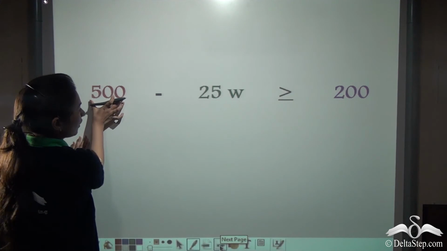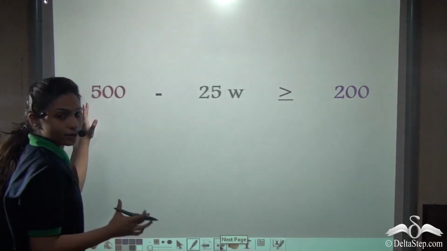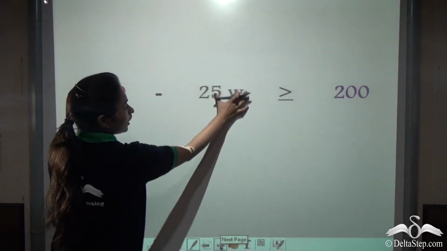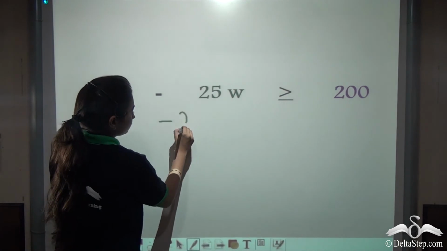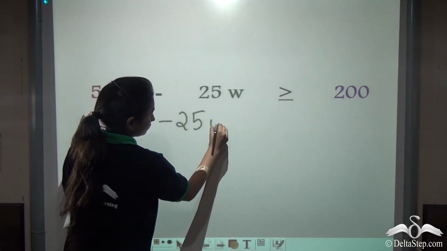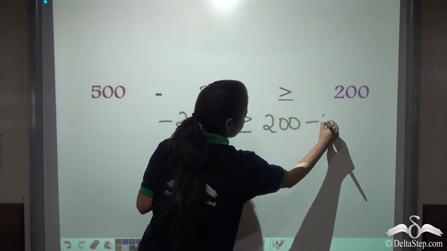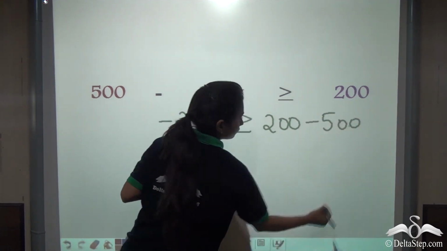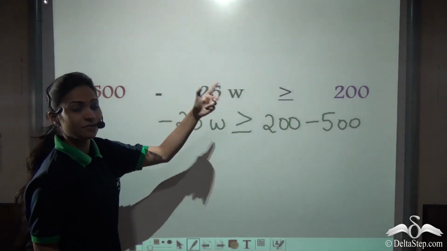You can see that 500 minus 25W is greater than or equal to 200. So what do we need to do? We need to isolate this variable. So take 500 to that side. Correct? What we have done? We have subtracted 500 from both sides.